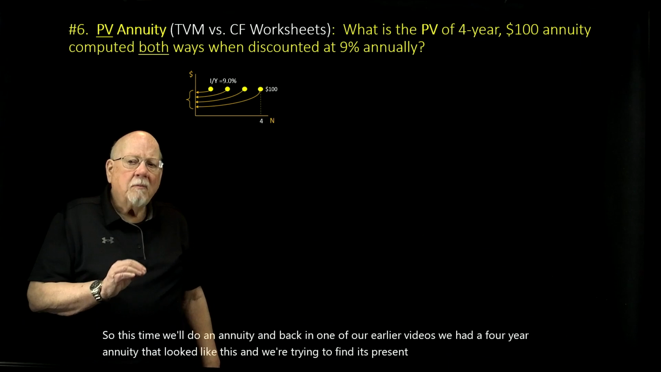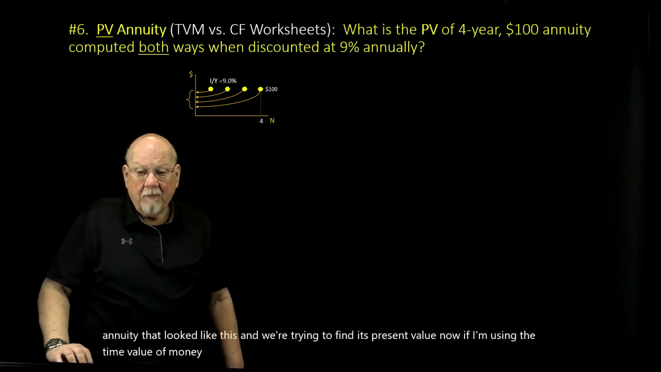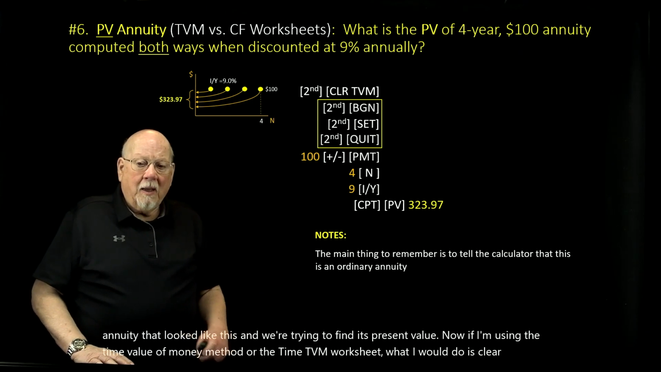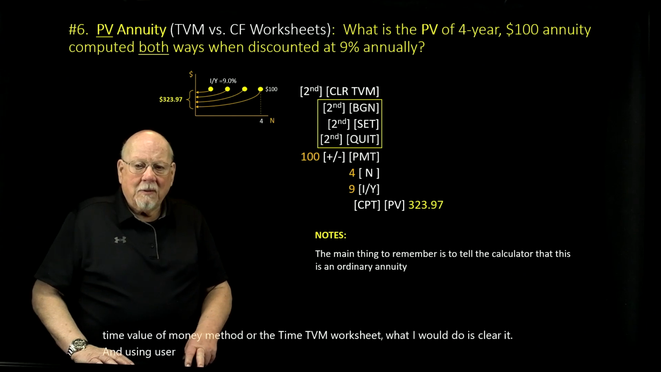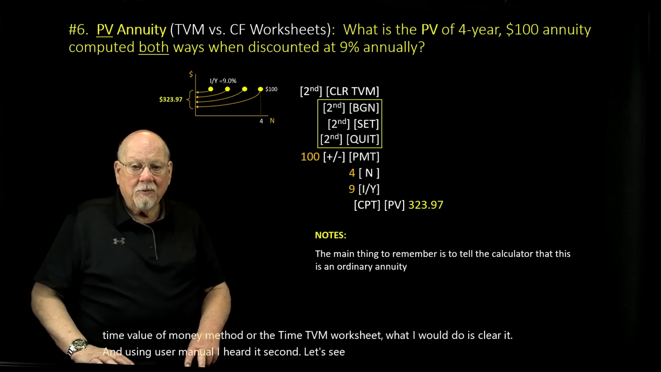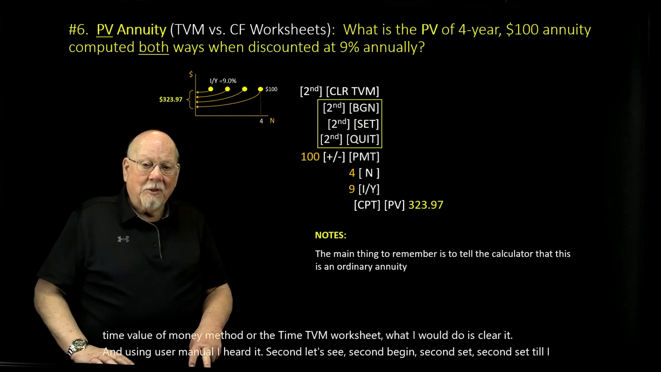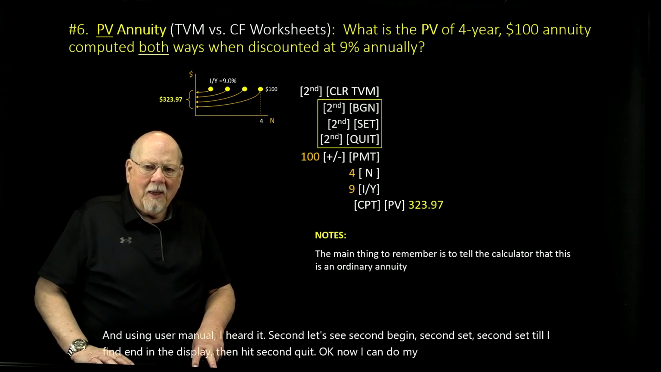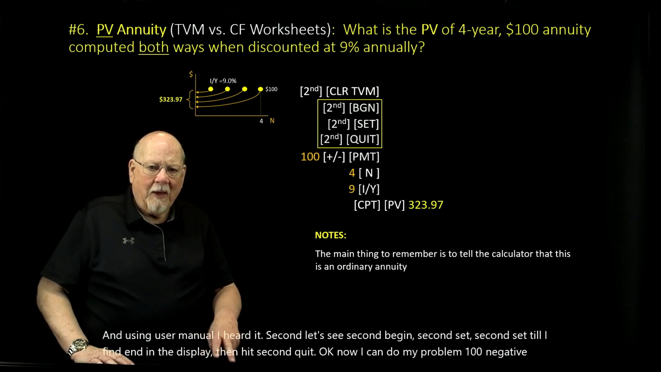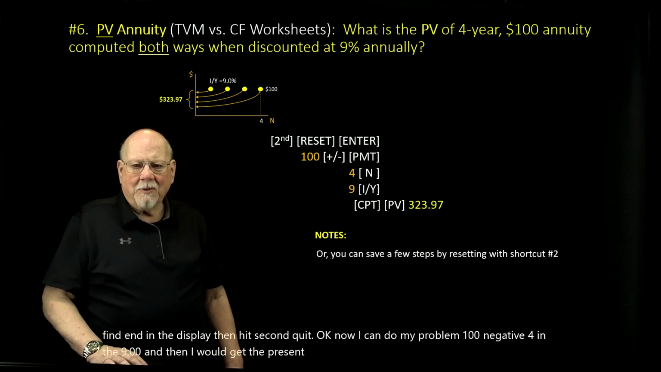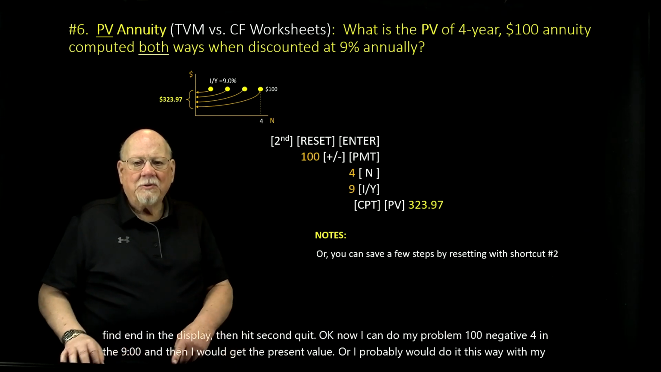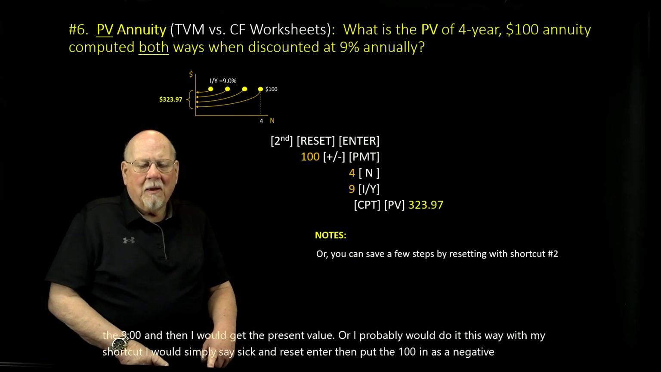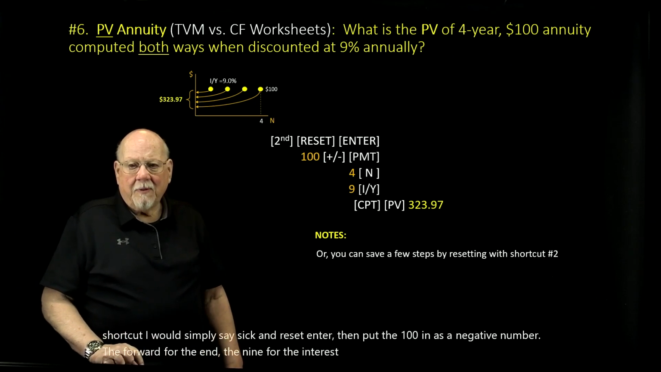Now, if I'm using the time value of money method, or the TVM worksheet, I would clear it, and using the user manual, I would press second set until I find END in the display, then hit second quit. Okay, now I can do my problem. 100 negative, 4, and the 9, and then I would get the present value. Or I probably would do it with my shortcut: second reset enter, then put the 100 in as a negative number, the 4 in for the N, the 9 for the interest rate, and compute the present value.